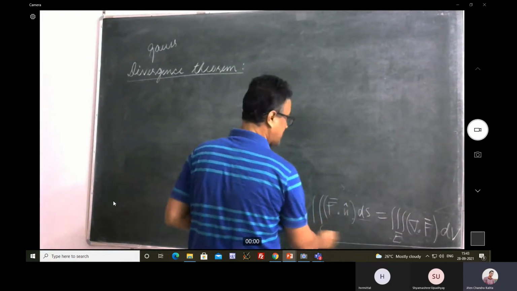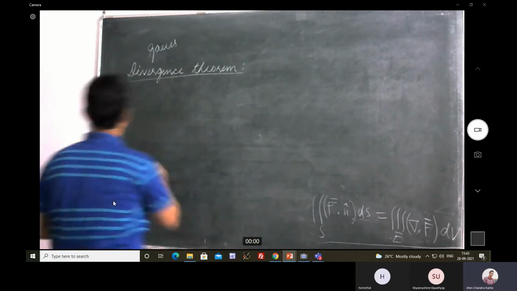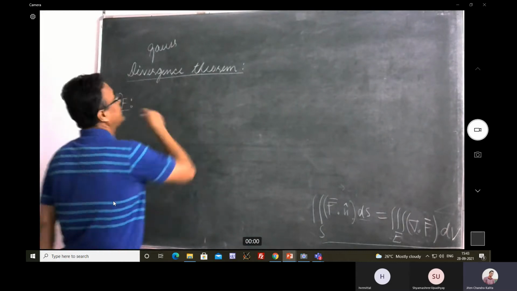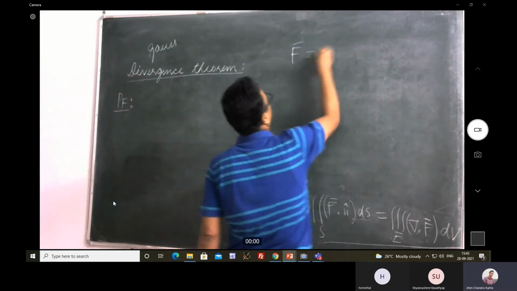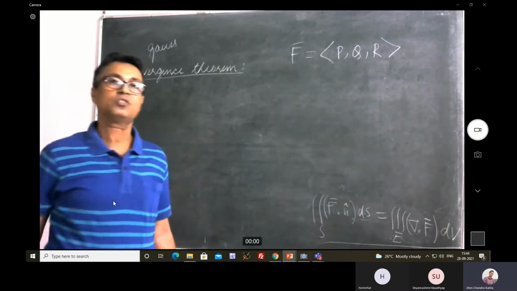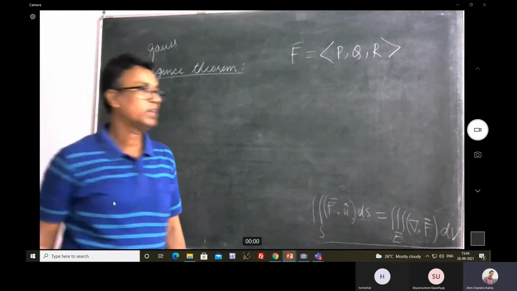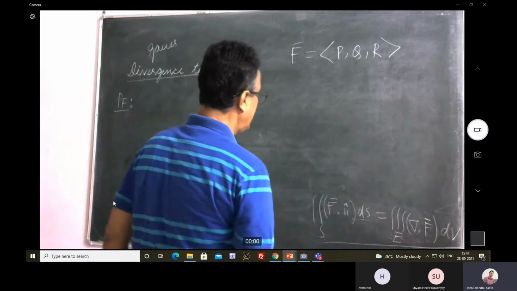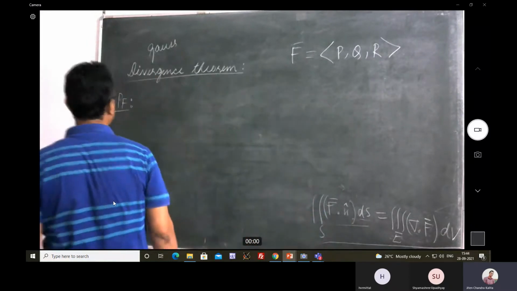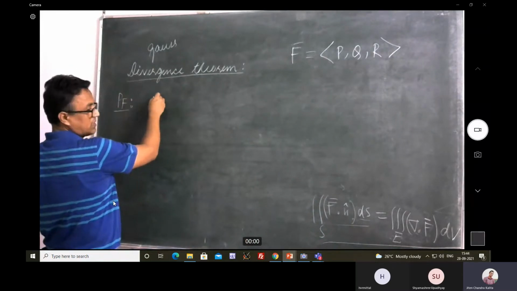So this is my Gauss Divergence theorem. If I have to prove it for a simple region, now assume that your F is given by P, Q, R, where the components P, Q, R are functions of x, y, z, and they have continuous partial derivatives. Okay, they possess. So then what is going to happen?